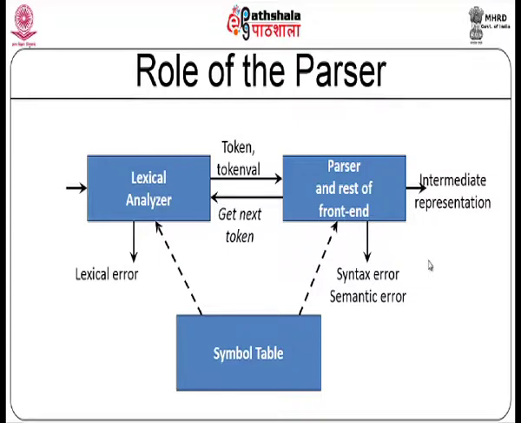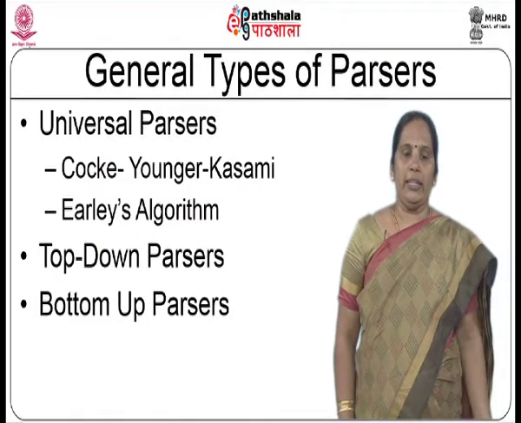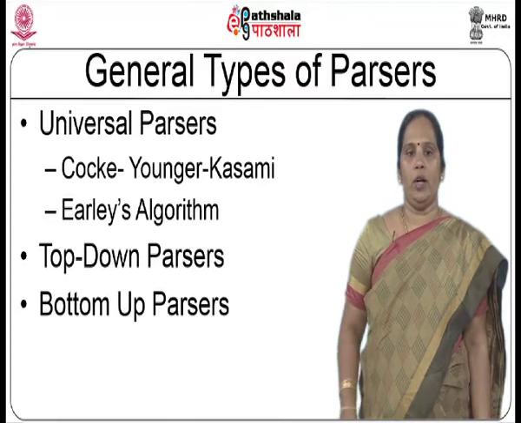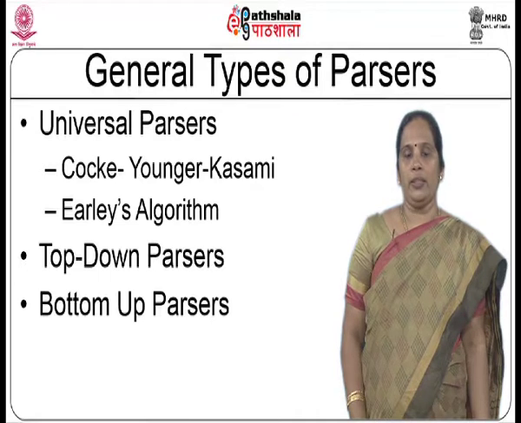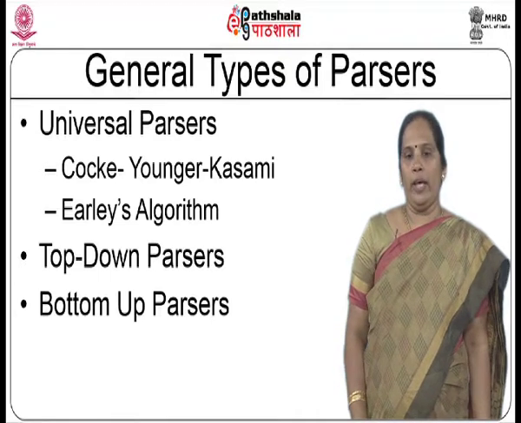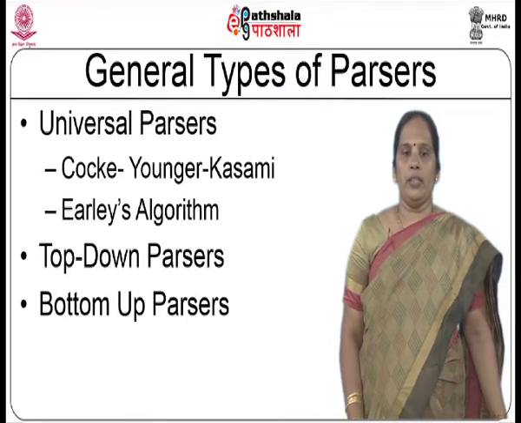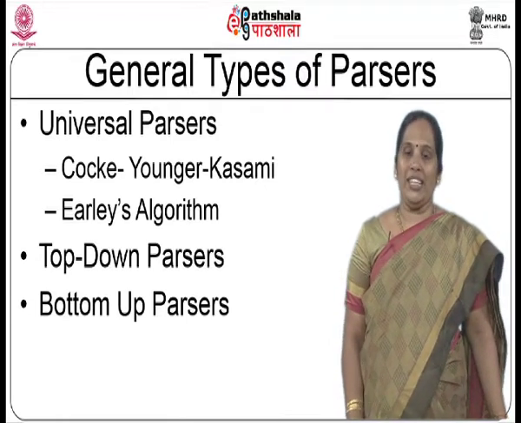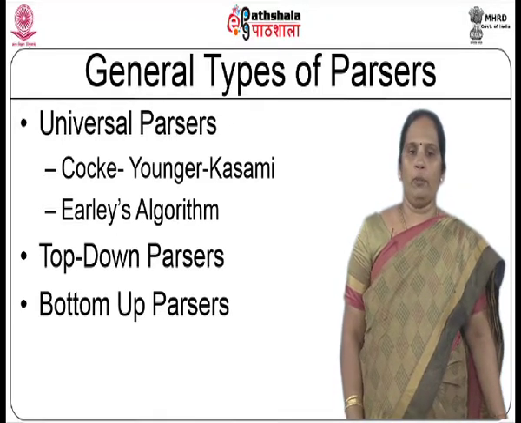So the parser and the lexer talk to each other with a get next token command, and a token is issued by the lexer. Now, for the general types of parsers, we have basically three types. The first one is called the universal parser. The two examples are the Earley parser and the CYK parser, the Cocke Younger Kasami parser. These two parsers are typically used for processing natural language. The other one is the top down parser and the third one is the bottom up parser.